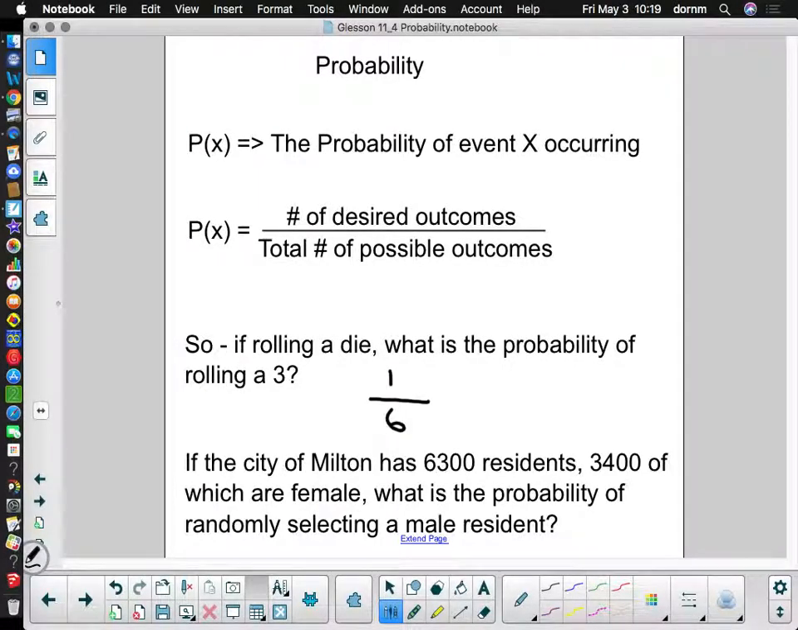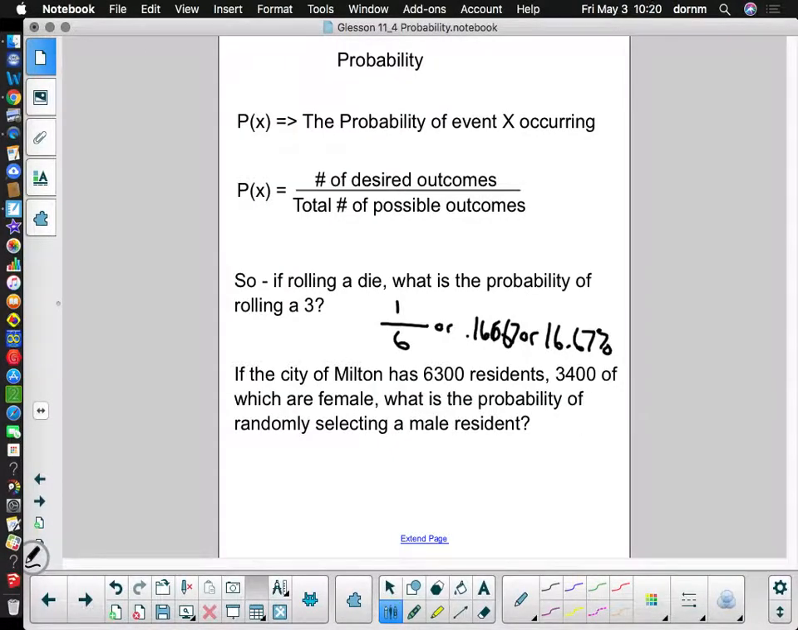So my probability is 1 out of 6, or we could represent that as a decimal, which is 0.1666, or we could represent it as a percent, 16.67%. We can express a probability as a ratio, as a decimal, or a percent. Any of those are considered acceptable.